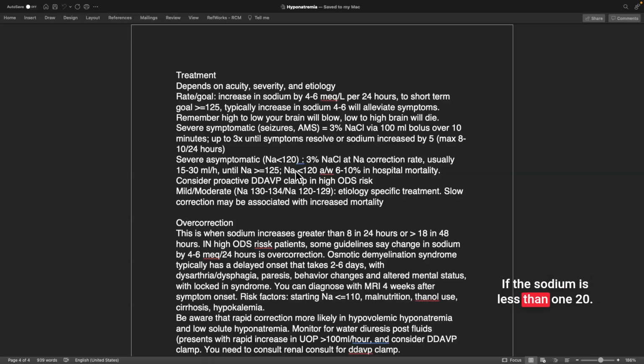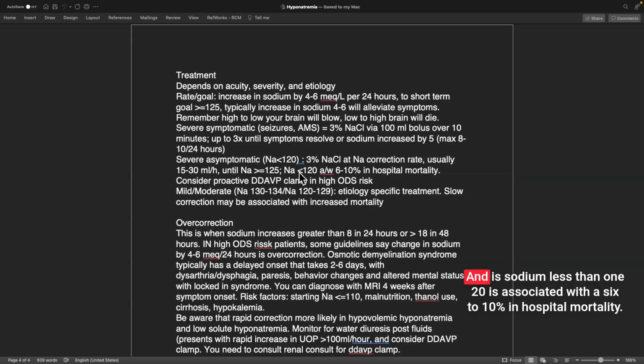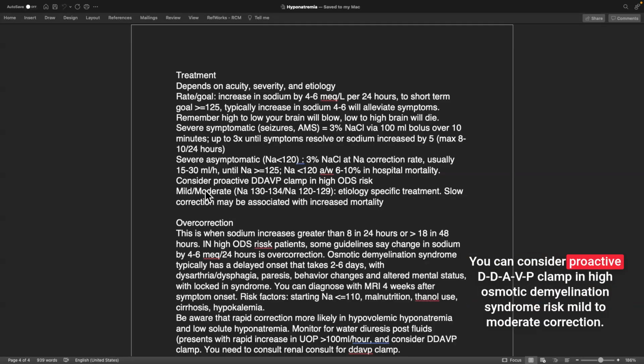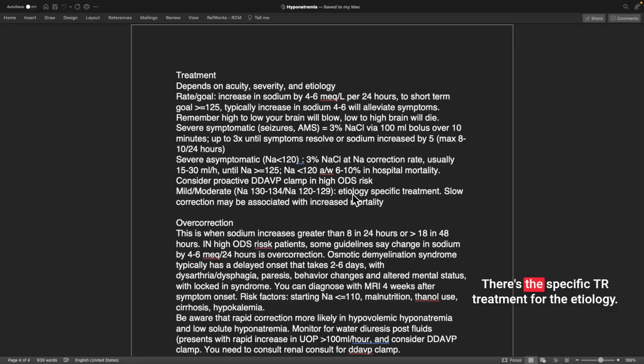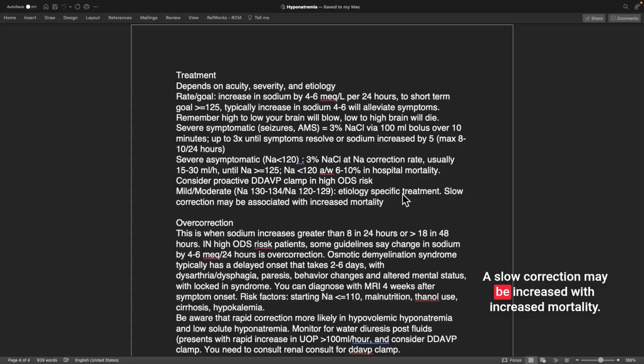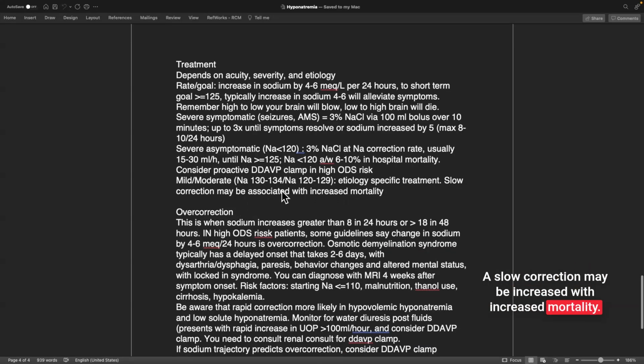Sodium less than 120 is associated with a 6 to 10% in-hospital mortality. In high osmotic demyelination syndrome risk, you can consider a proactive DDAVP clamp. For mild to moderate hyponatremia, so a sodium of 130 to 134 and a sodium from 120 to 129, there's specific treatment for the etiology. A slow correction may be associated with increased mortality.